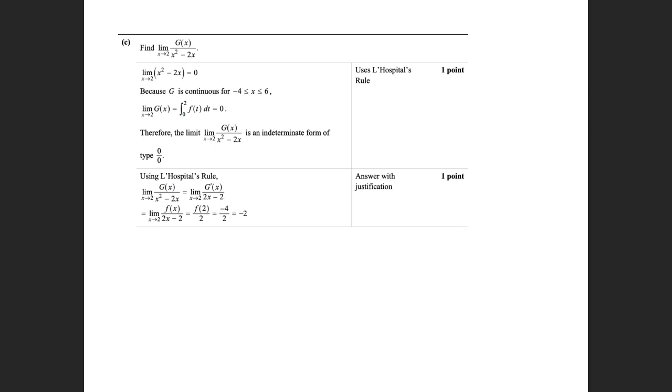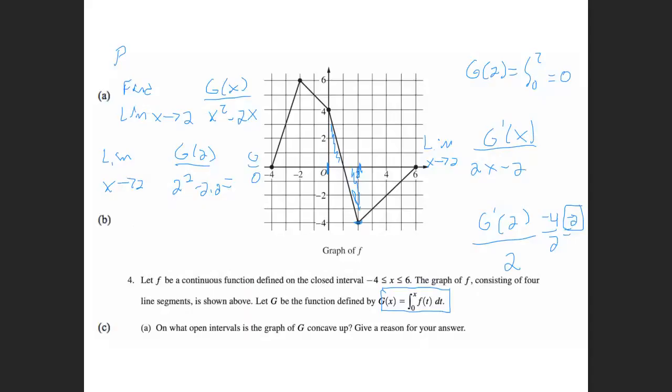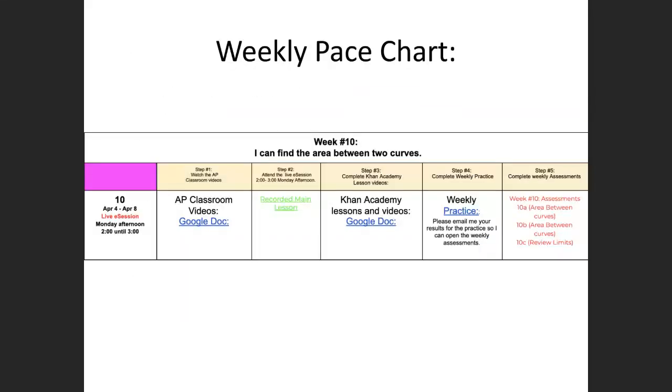Now, I will tell you, every year there is a problem like this. That is why I put that assessment in last week. I think it was the D assessment. You have to know how to do these problems. They're always there. This was last year's problem. It was there. It will be there this year. I guarantee it. Okay. Now, the new material for this week, we're going to be talking about area between curves, and we're also going to review limits.